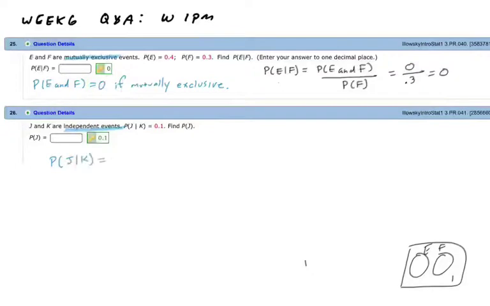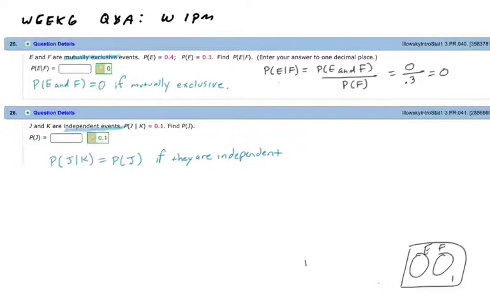Here's another definition. If events are independent here, then probability of J given K is just going to equal the probability of J. And so the reason is if they're independent here, then it doesn't matter what happened prior to it. So this is the probability of J given K already happened. But if it's independent, it doesn't matter what happened before. So it's really just the same as saying the probability of J again. So these guys end up being equal whenever we have independent events.